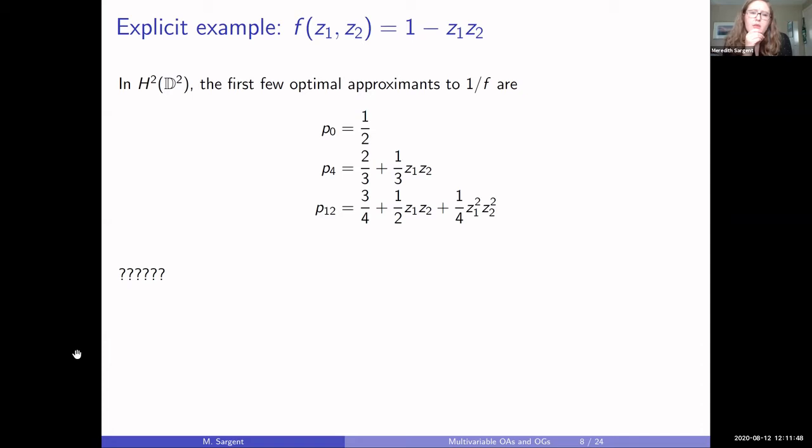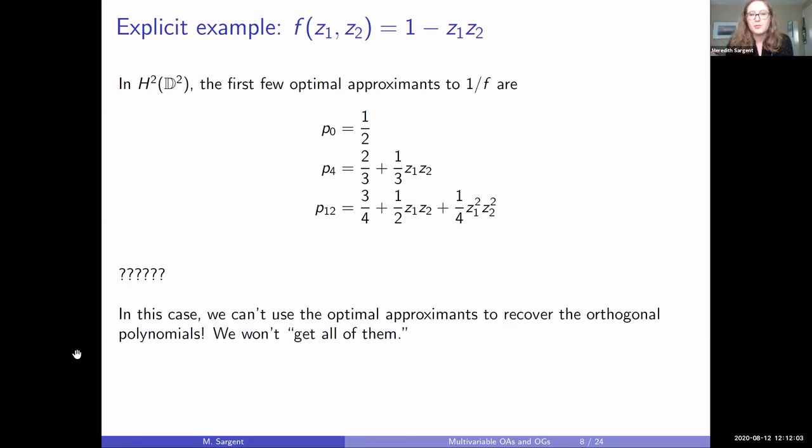So this is distressing. If we take the difference of two consecutive optimal approximants, we sure aren't going to get something good, right? We're going to get 0. That's not necessarily going to be helpful. So we can't use the optimal approximants to recover the orthogonal polynomials. We won't get enough of them. We're not going to get all of them. And in some cases, for some functions, we're not going to be able to get any that way.